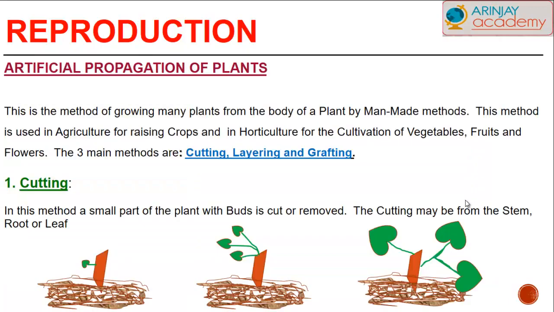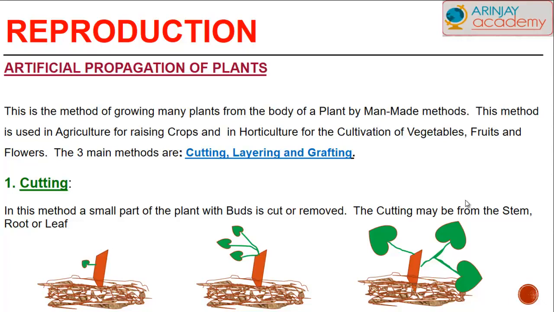Artificial propagation of plants is a method by which many plants are produced from the body of a plant by man-made methods, utilized to create and form a new plant that replicates the parent plant. This method is mainly used in agriculture for raising crops and in horticulture for the cultivation of vegetables, fruits and flowers. The three main types or methods are cutting, layering, and grafting. Let's have a look at each.